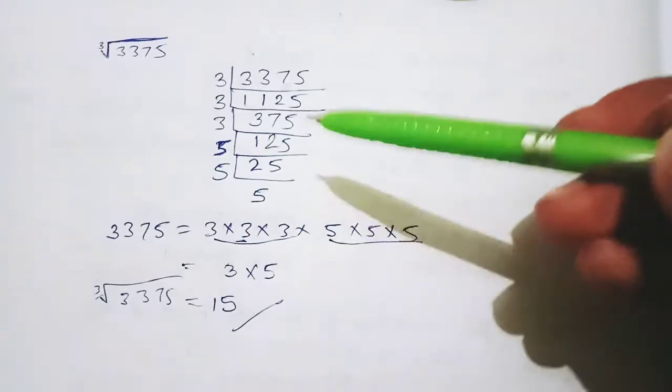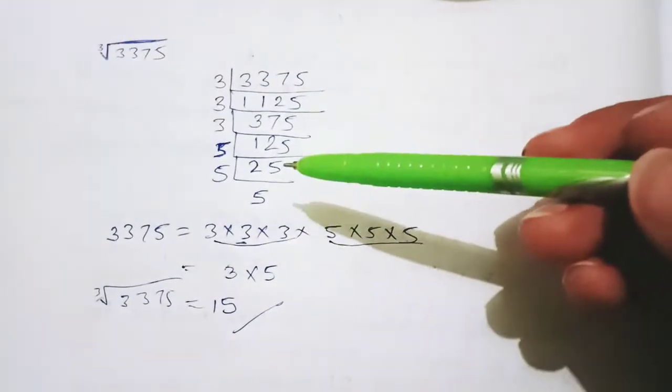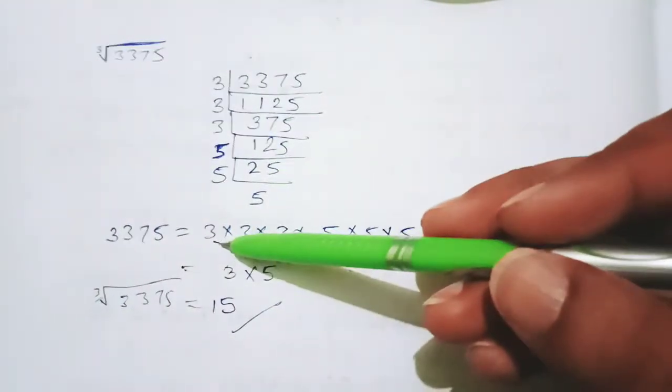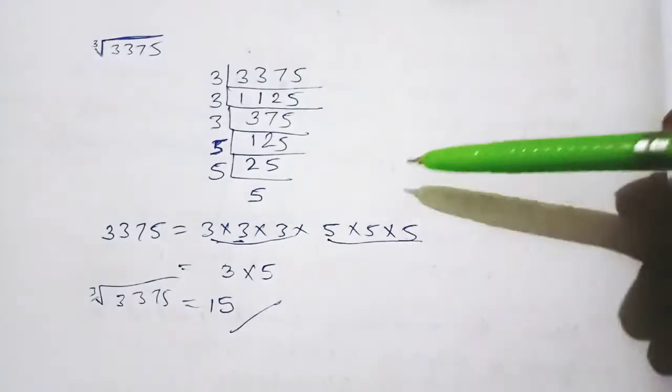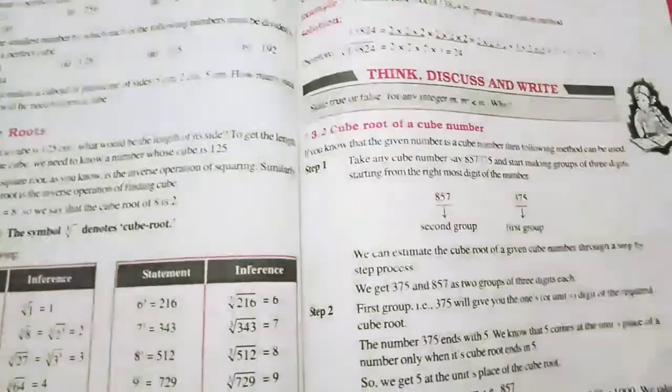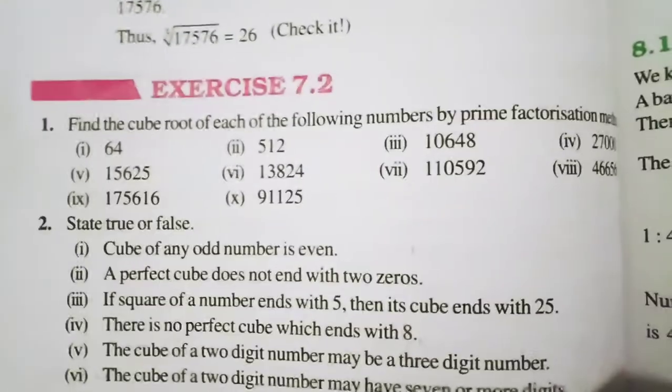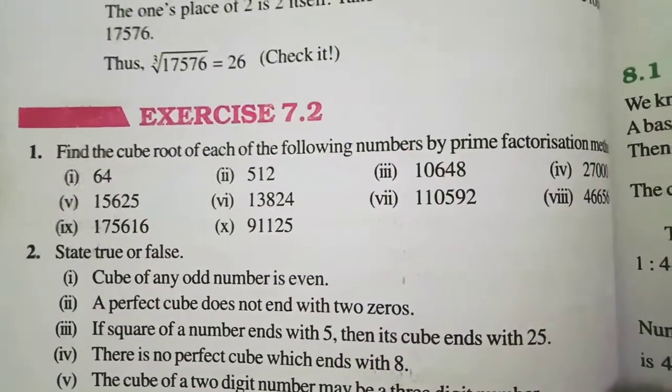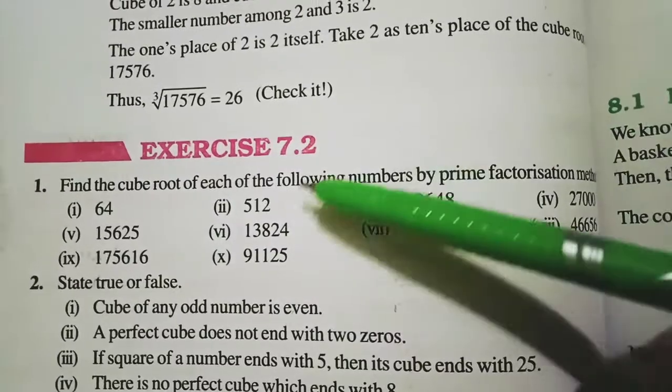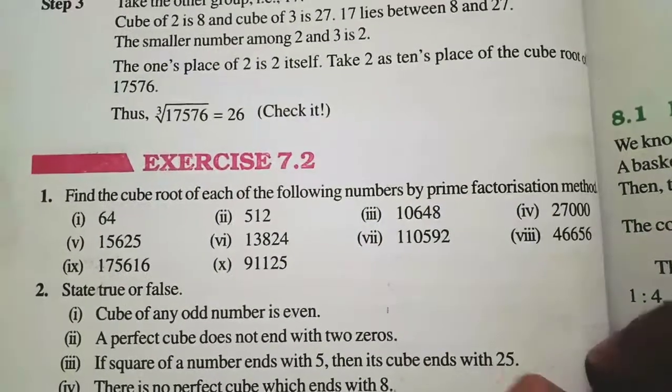In this way you have to find the cube root. This is the prime factorization method. Always remember you have to make the grouping of 3. Understood? Now we will go to exercise 7.2. Here it is a very small exercise, only question number 1 is the important one. You have to find the cube root of each of the following numbers by prime factorization method.